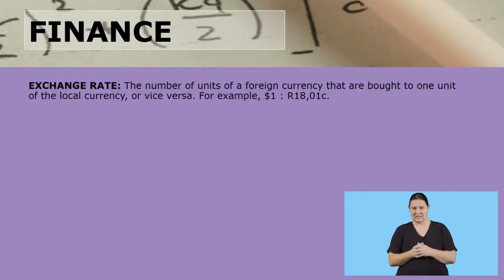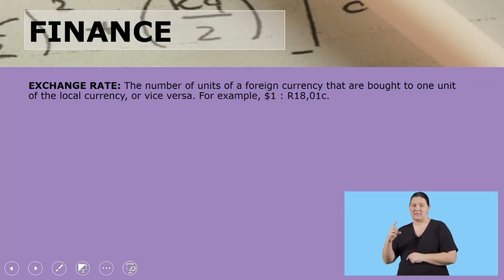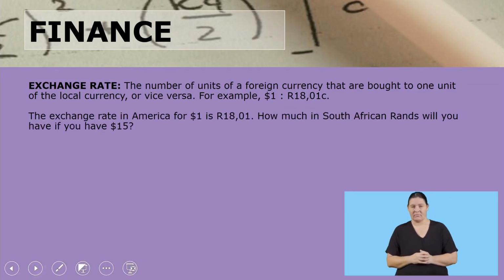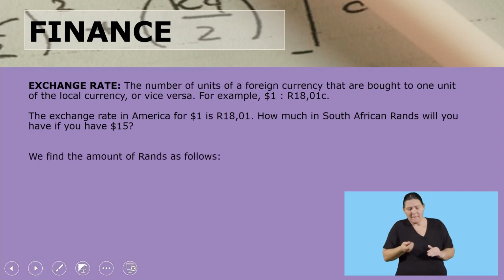The number of units of a foreign currency that are bought with 1 unit of the local currency, or vice versa. So for example, $1 is to 18 rands and 1 cent. So the exchange rate in America for $1 is 18 rands and 1 cent. How much in South African rands will you have if you have $15?